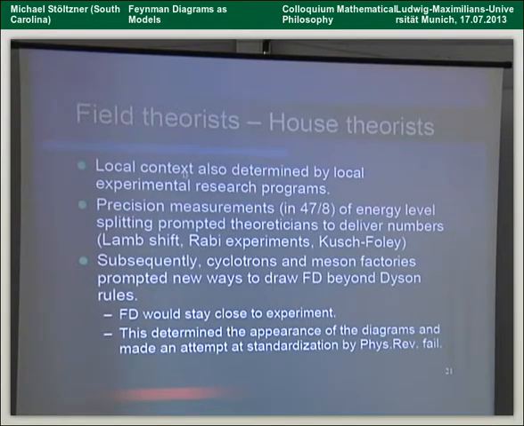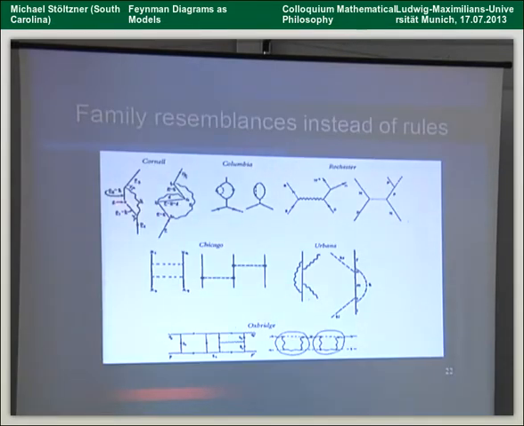Feynman diagrams were now the exchange currency with the experimentalists, and they would stay so for a long time. That determined the appearance of the diagrams in such a way that the Physical Review tried to standardize the diagrams per order de Mufti, but it didn't work. So there was just a nice plurality. You had the Cornell diagrams, the Columbia diagrams, Rochester, Chicago, Urbana-Champaign, Oxbridge, very different stuff, right? This is not yet standardized.